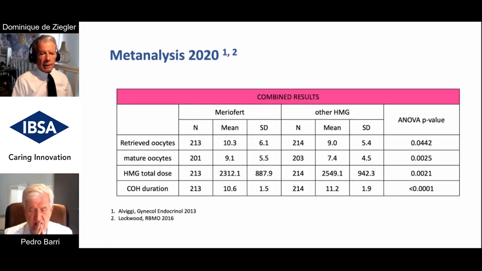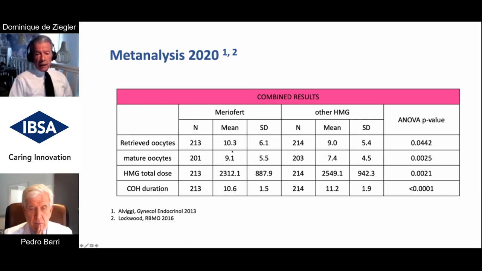And these are the results. Now, combine the two studies, the Italian one and the European one. And you see the number of oocytes retrieved, again, this is hMG versus hMG, but different sources of hCG. This is the one that has Meriofert hCG of placental origin. And you have 10.3 oocytes retrieved versus 9 in the other hMG preparation. So this is a statistically significant difference in number of oocytes.